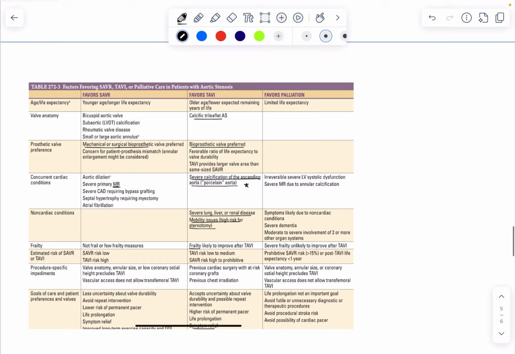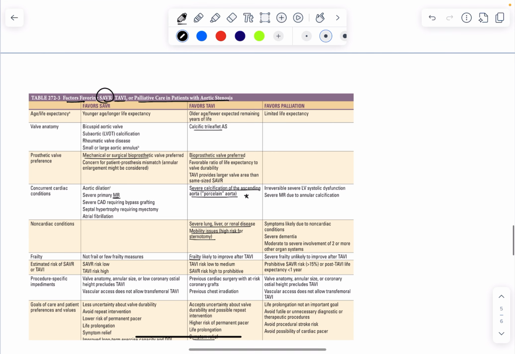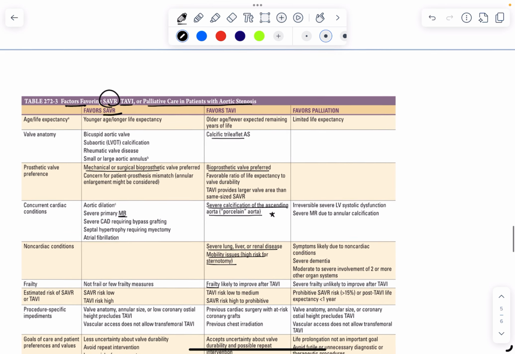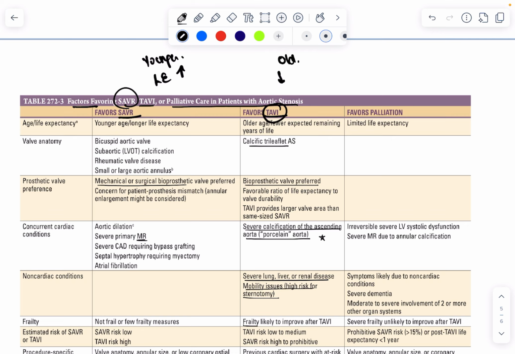Now, this is the last table, which tells about the factors favoring SAVR or TAVI or palliative care in aortic stenosis. There are certain points that you should remember. First, in this column we have surgical aortic valve replacement, and here it is transcatheter aortic valve replacement. Just remember that SAVR is favored in the younger patient where the life expectancy is high, and TAVI is preferred in patients who are elderly, who are old, and with low life expectancy. So in the younger patient it is SAVR, and in the elderly it is TAVI.